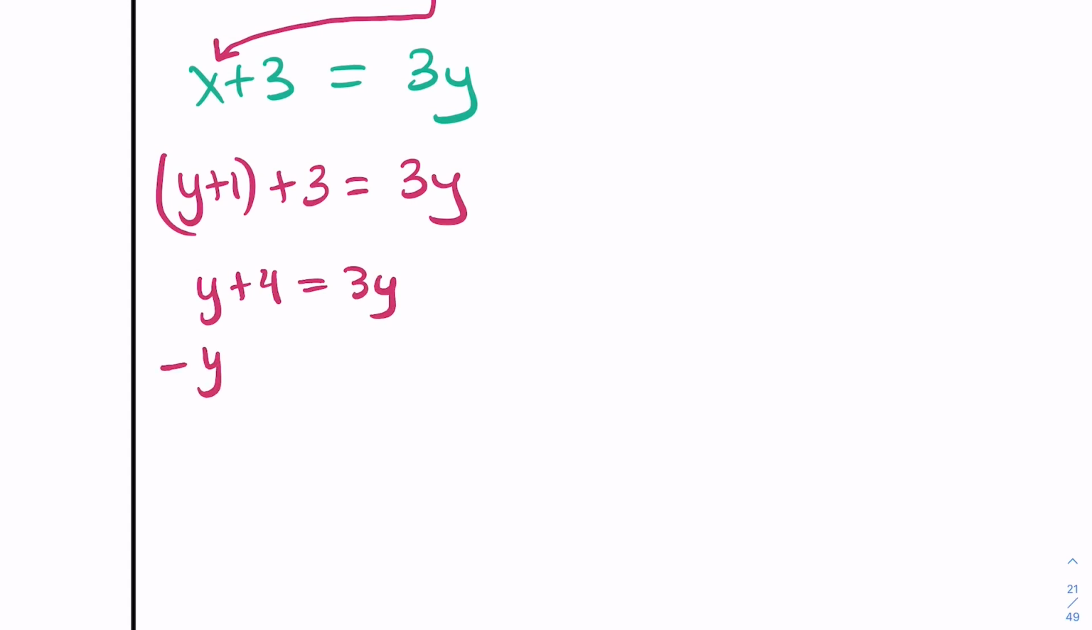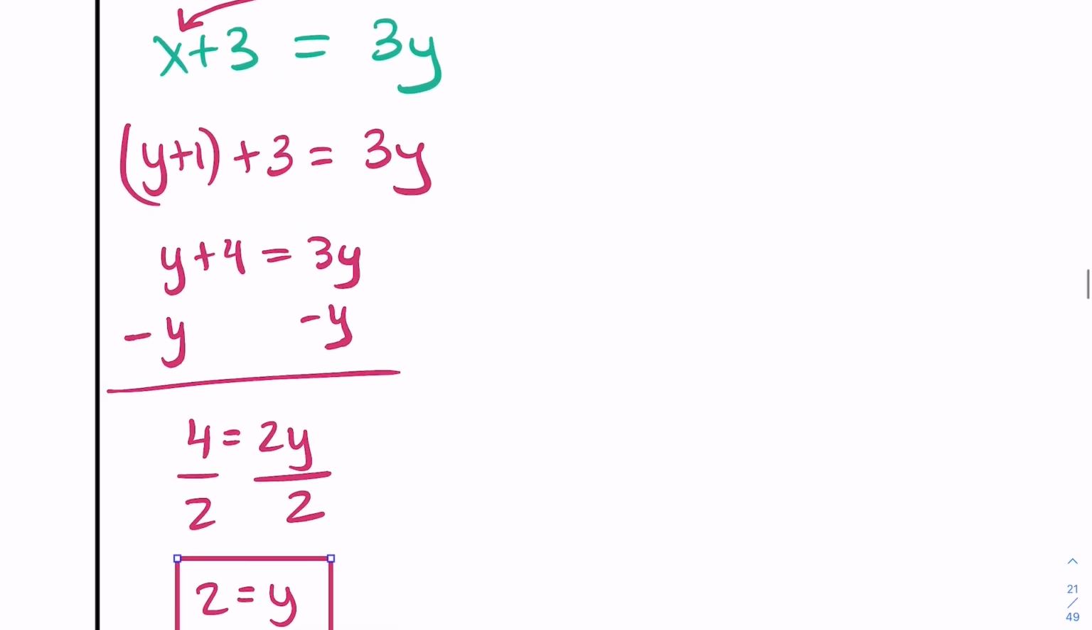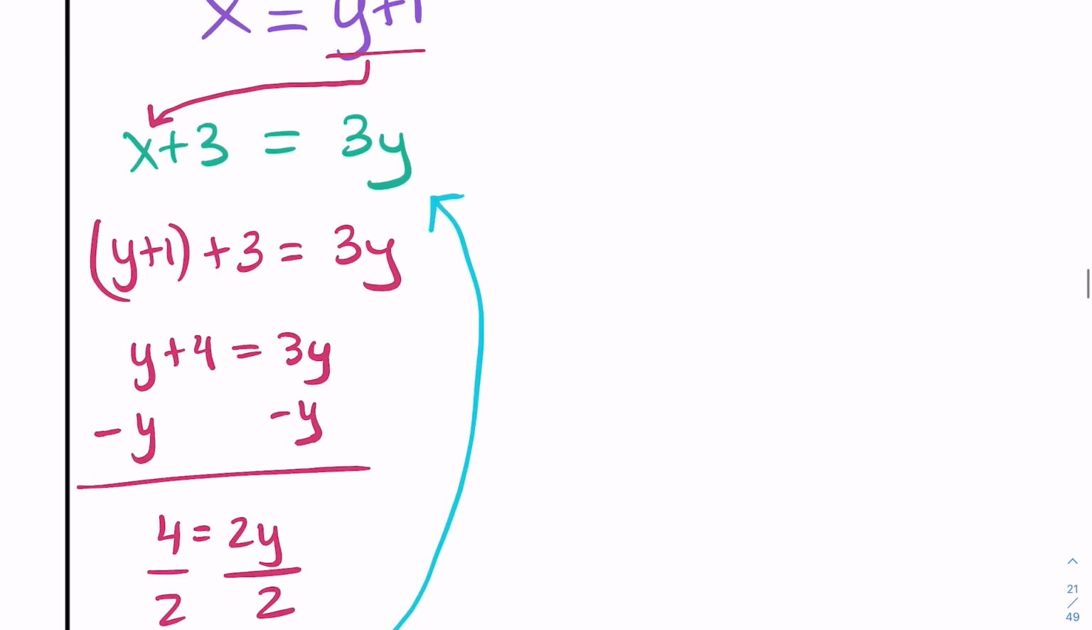So I'm going to take away a y, and I get 4 equals 2y. Divided by 2, 2 is equivalent to y. Okay? And now that 2 is equivalent to y, I now can put 2 back in up here. So let me do a different color. I can put 2 into either equation. Oh, you know what? I'm going to put it into this first one.